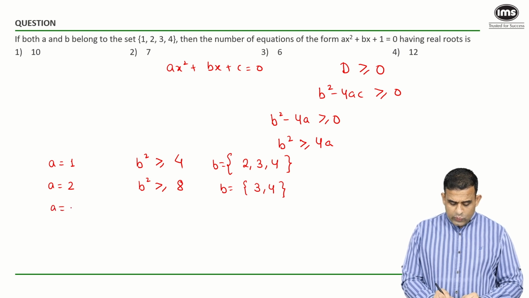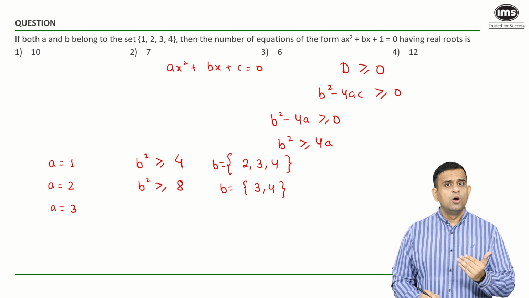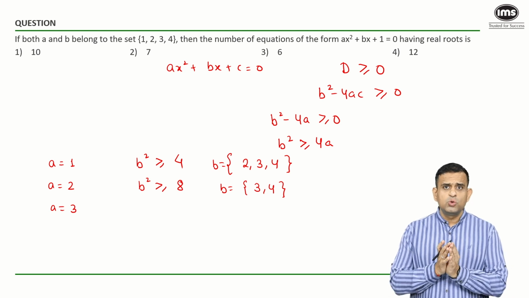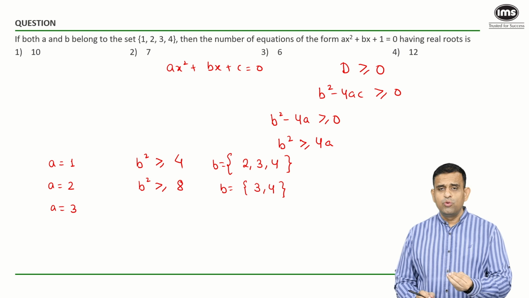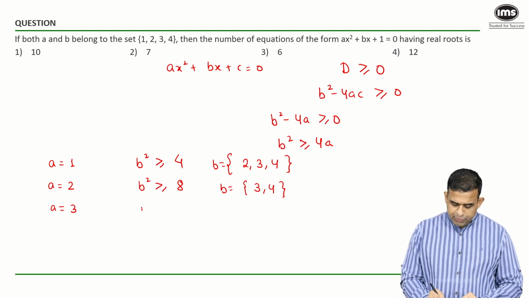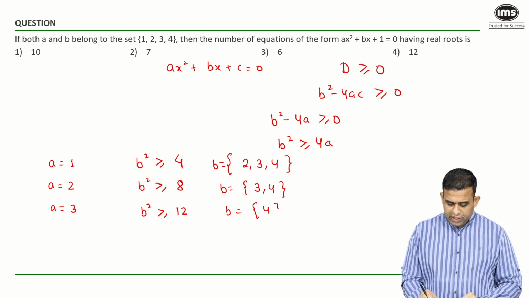Then I can take the value of a to be equal to 3. In that case, 4a will become equal to 12. More than or equal to 12, the first square number happens to be the number 16, and that is for b equal to 4. 4 square is 16. So b square more than or equal to 12. So the acceptable value of b happens to be only 4.